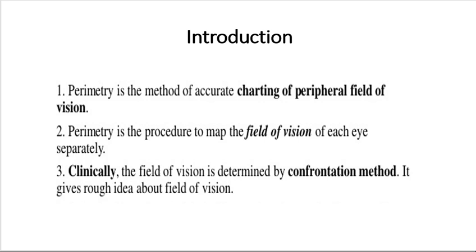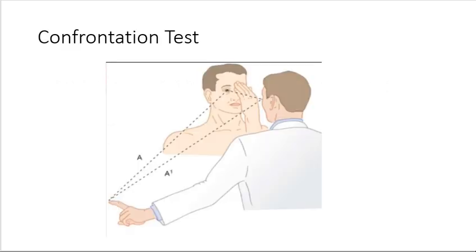Okay, so what is perimetry? First of all, perimetry is basically charting of the peripheral field, mapping of the field of vision of each eye separately. Clinically we do it with the confrontation test. So in viva you are most commonly asked what is the confrontation test, because if perimetry is not available, how will you perform the field of vision test? Okay, so what is the confrontation test? First of all, let's see that.